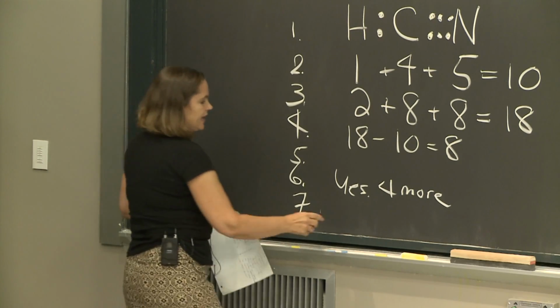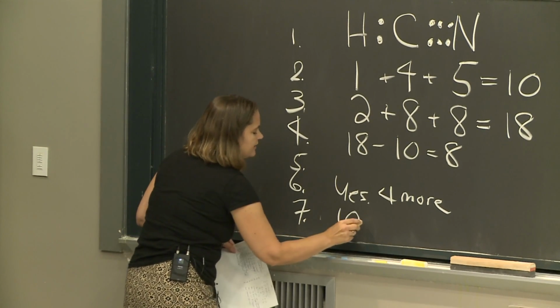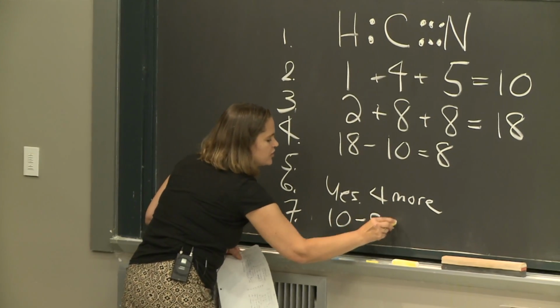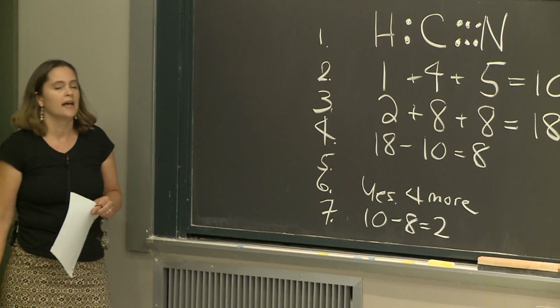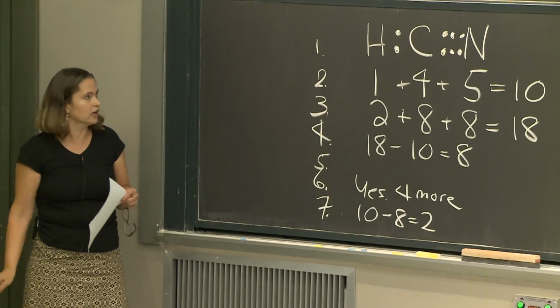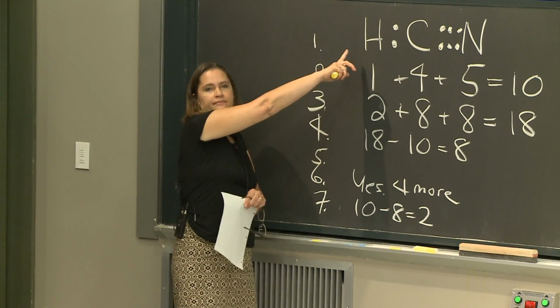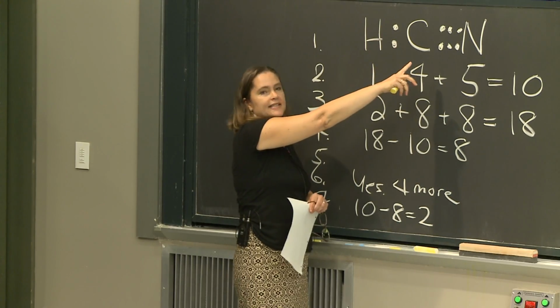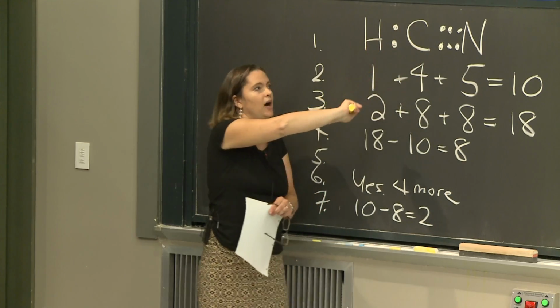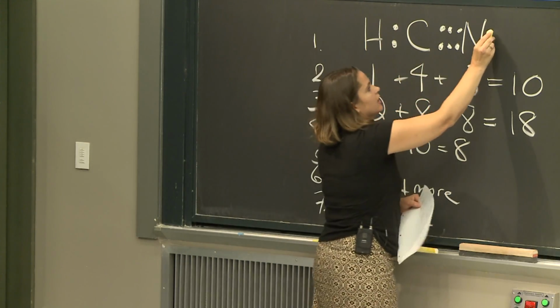So now I want to see, do I have any extra electrons? So for this, I had 10. I used 8, so I have 2 left. So I'm going to assign those 2 as a lone pair. Should I put them on hydrogen? What about carbon? No, carbon already has its 8 because it has 4 bonds. So then I'm going to put it on nitrogen.